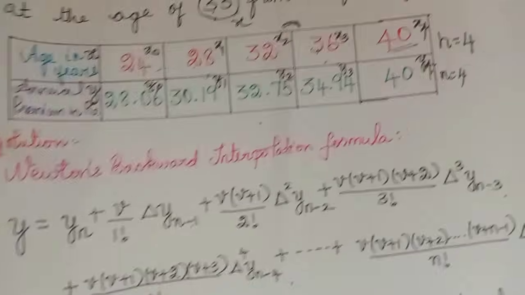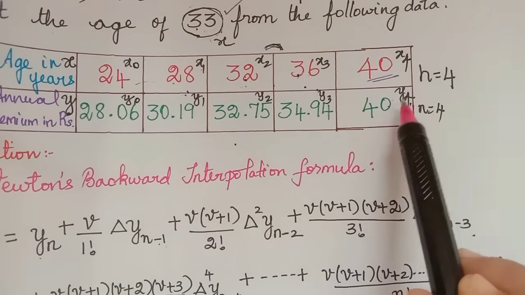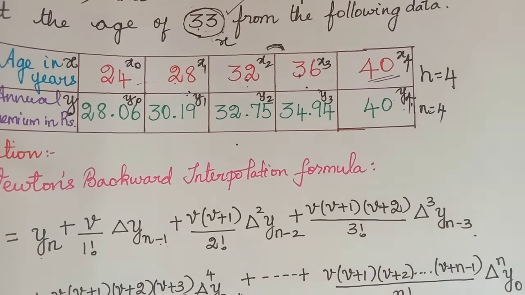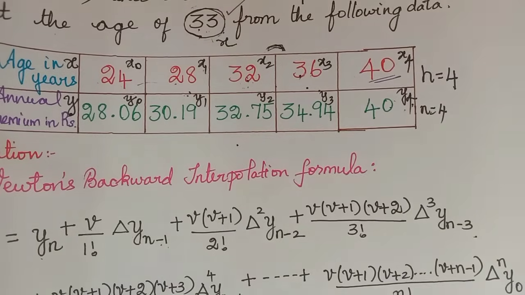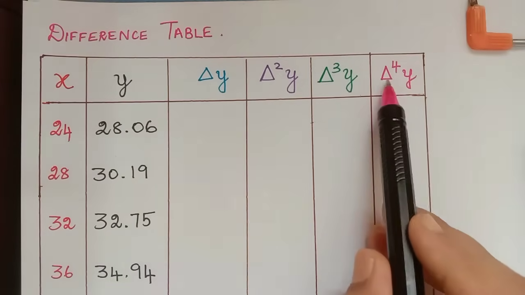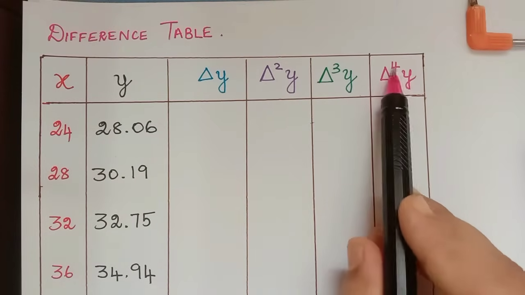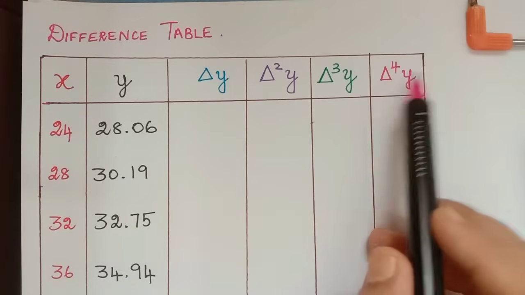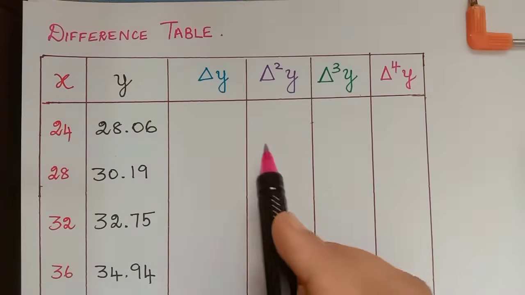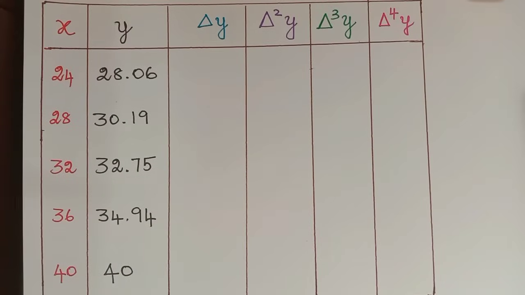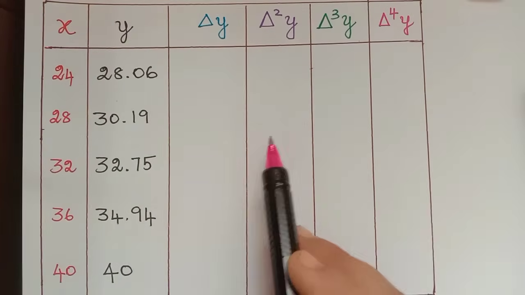Now next we know that we have till y4. So if we have till y4, we have to find the difference until delta power y4. So I have written the difference till delta power 4 of y. So till here we have to find according to the value of y. So now next we shall start to enter this difference table one by one.